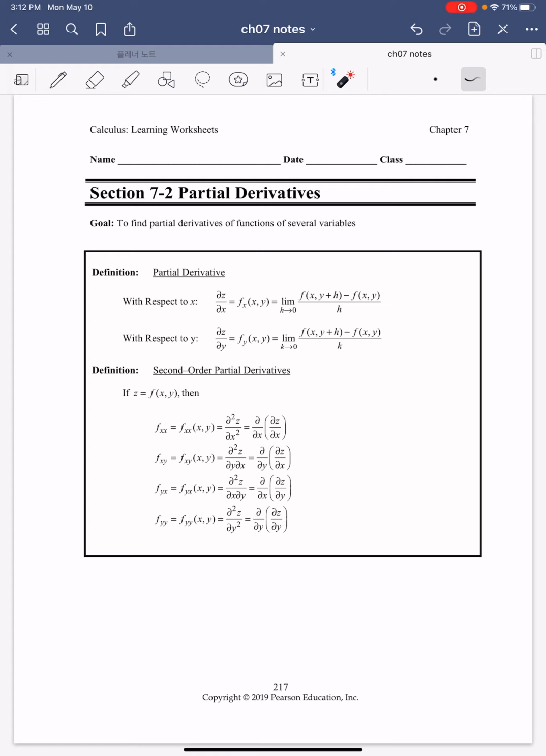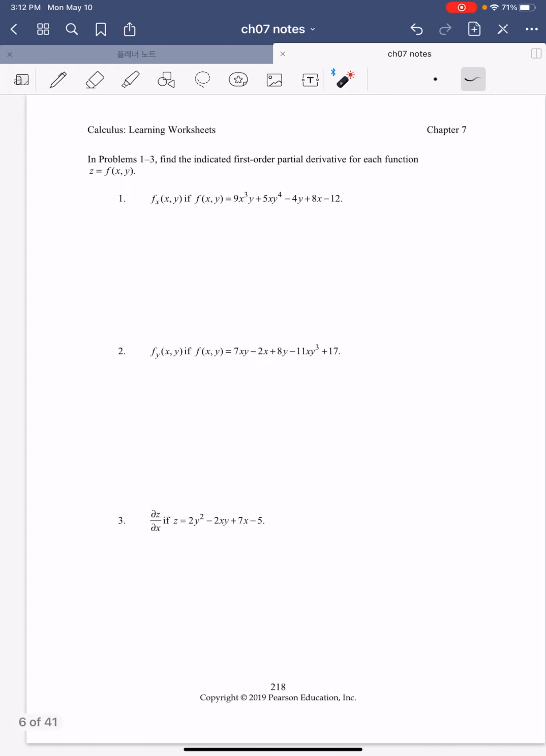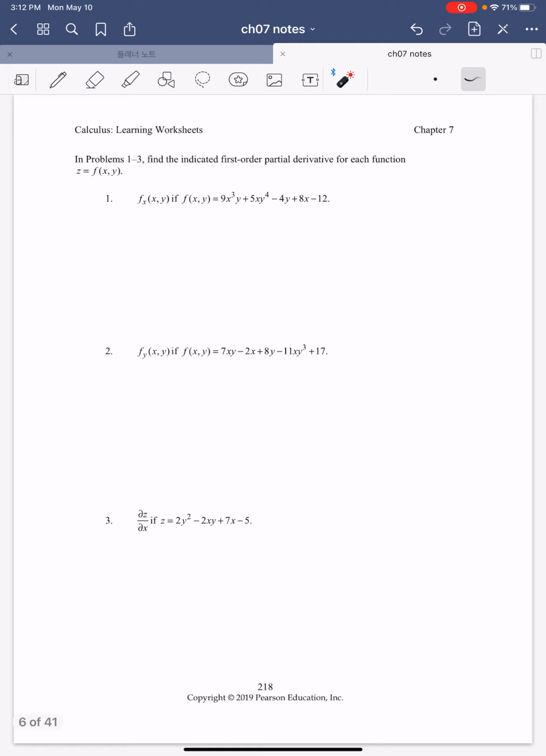We'll do a bunch of practice problems. So let's begin with the very first one. Find the indicated first order partial derivative. So this time we are only going to take the derivative once, and they give you the variable. Here, with respect to x. This one, with respect to y. And here, with respect to x.